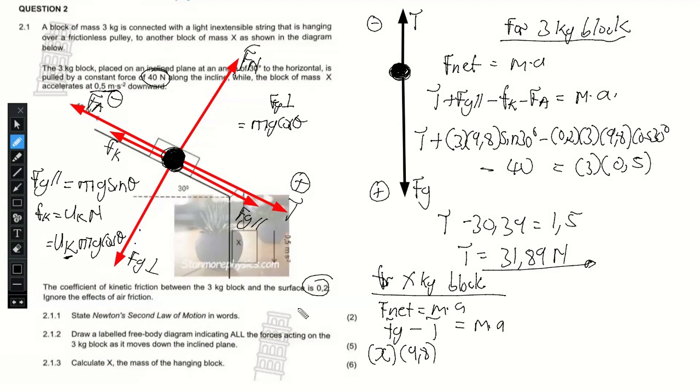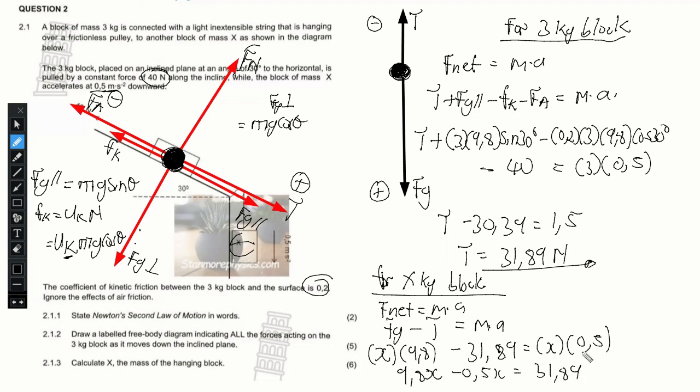Remember, we do not have the mass. Our mass is indicated as x. Then minus, remember the tension, we already got it, 31.89. And then the mass is still x, but then acceleration is 0.5. Now, when we calculate here, we will have 9.8x minus 0.5x is equal to 31.89. So simply transposed this over here and then took this one over to this side.